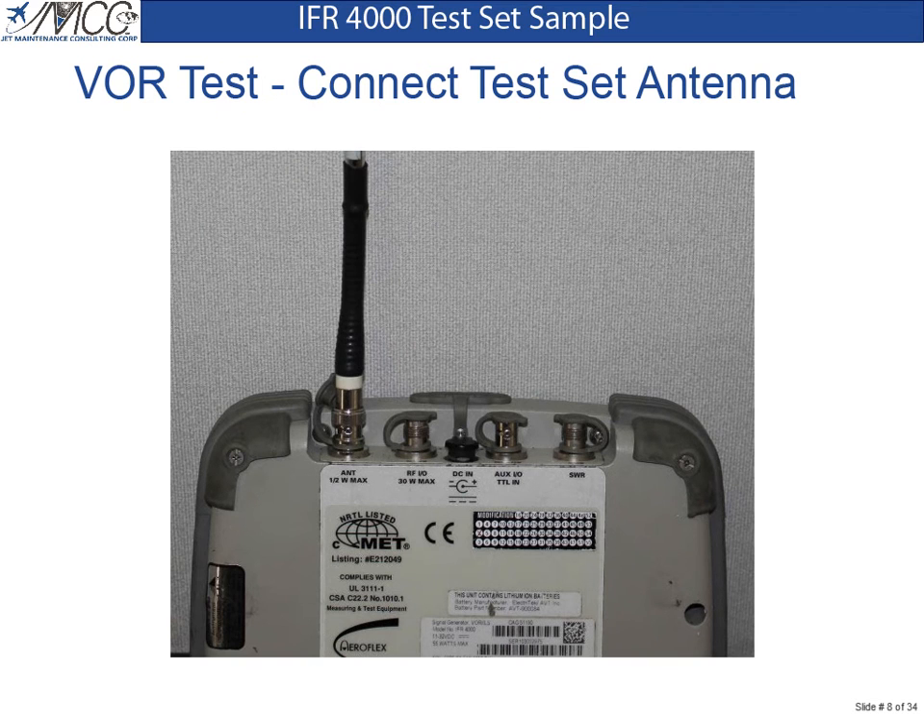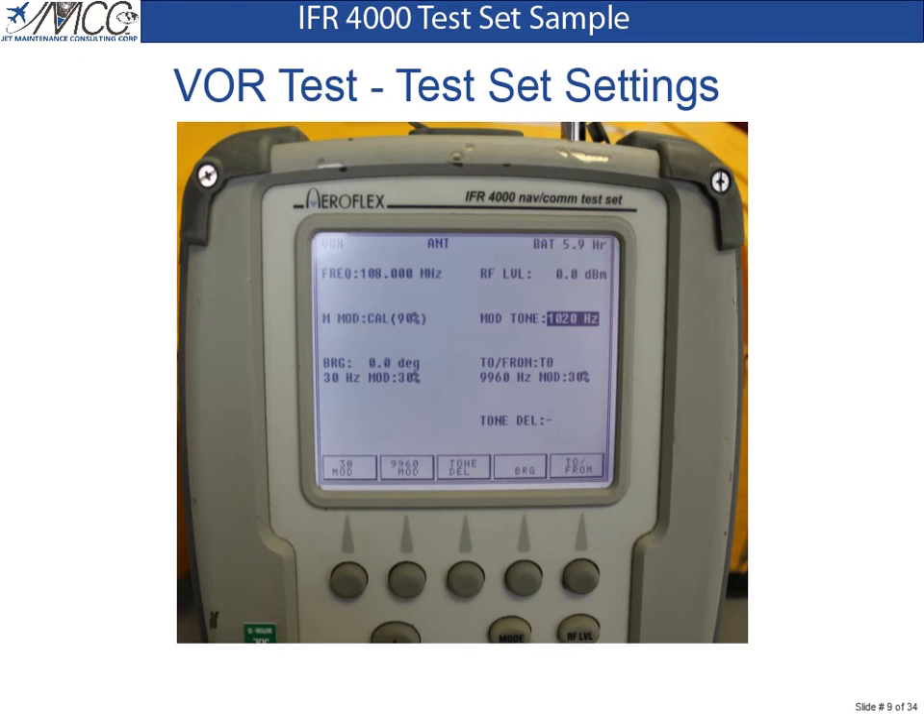The first step in performing a VOR system test on an aircraft is to connect the telescoping antenna to the antenna connection on the top of the IFR 4000. Next, turn on the test set. Remember, the test set will show the VOR test screen after it accomplishes a short self-test.